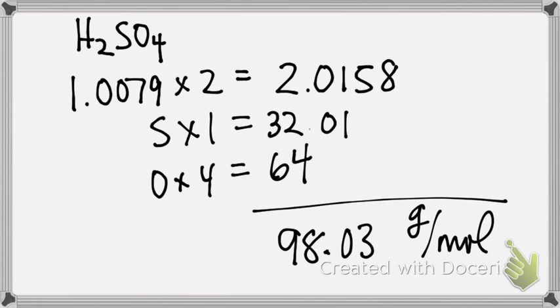98.06 grams per mole would work. 98.1 grams per mole would work. 98 grams per mole would work. It simply depends on how much I round before I add up all of the masses.